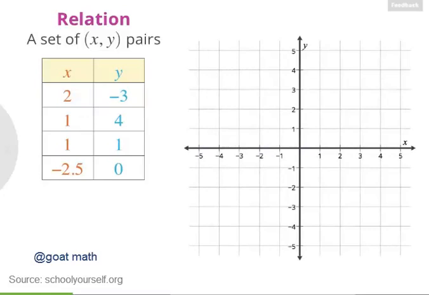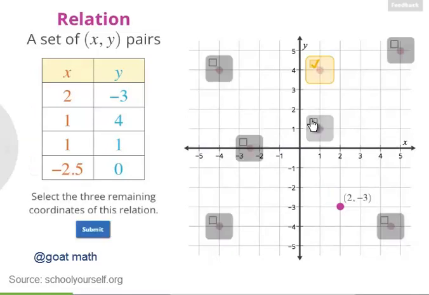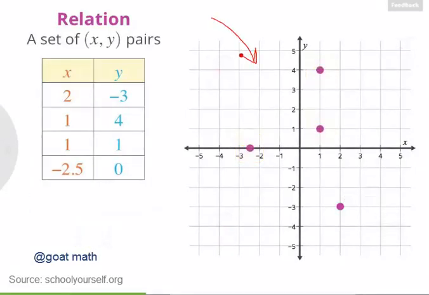So the first point in this relation is this row here with an x-coordinate of 2 and a y-coordinate of -3. As you already found, that's this point down here. Go ahead and select the 3 remaining points in this relation. Nicely done. So this is the graph that represents the relation in this table, and it consists of these 4 points. Now, relations can also be expressed as equations involving x and y.